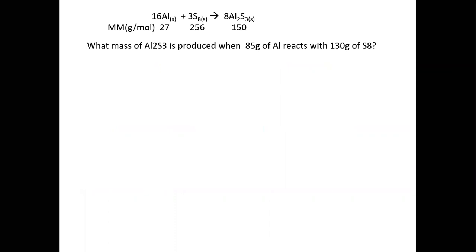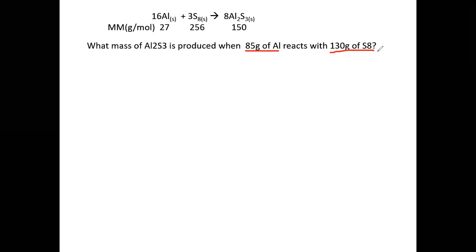So here we have this problem where we want to know the mass of aluminum sulfide that is produced when 85 grams of aluminum reacts with 130 grams of sulfur. And it gives us the molar masses of aluminum, sulfur, aluminum sulfide, and also the balanced chemical equation. What you'll notice here that is different from the previous examples is that we have the mass of aluminum and we have the mass of sulfur given to us.